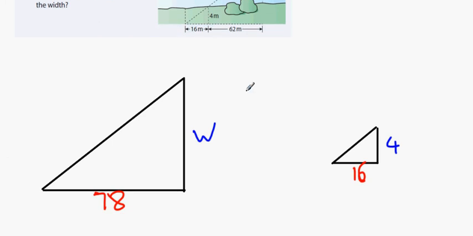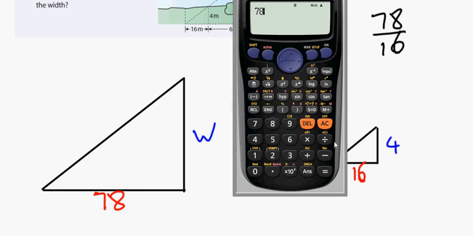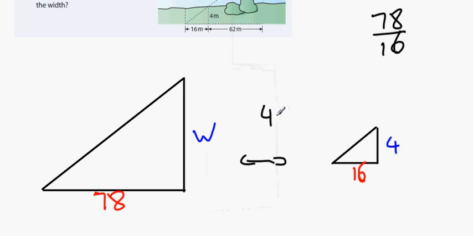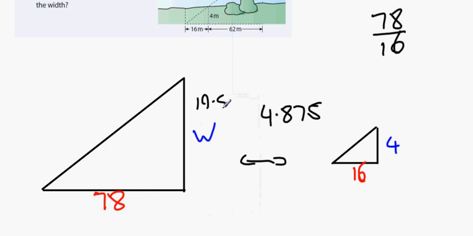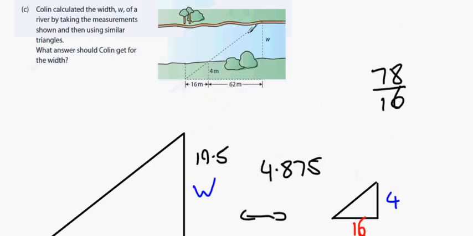Now we're going to find out the enlargement of this, and the enlargement is going to be 78 divided by 16, because this is a much bigger triangle, so we have to see how much bigger it is. So 78 divided by 16 is 4.875 times larger. Now this means that W is 4.875 times larger than 4. So multiply this by 4, and we find out that W is 19.5. W equals 19.5. This is 19.5 from here to here.